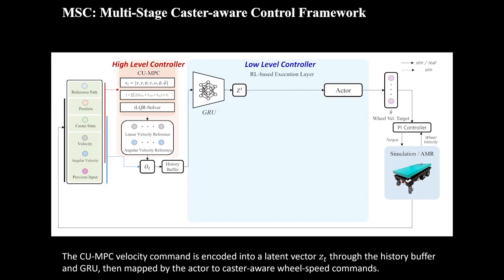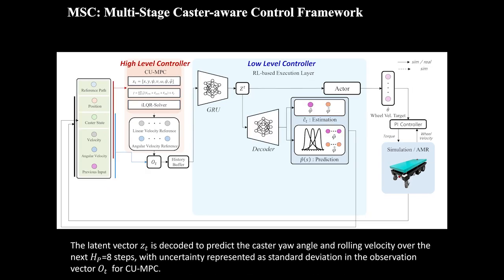The CU-MPC velocity command is encoded into a latent vector through the history buffer and GRU, then mapped by the actor to caster-aware wheel speed. The latent vector is decoded to predict the caster yaw angle and rolling velocity over the next 8 steps, with uncertainty represented as standard deviation in the observation vector.